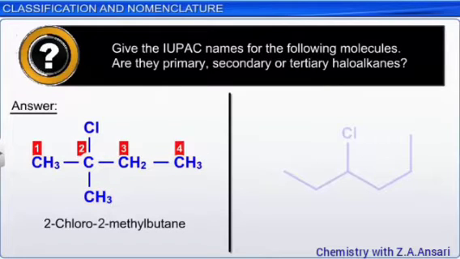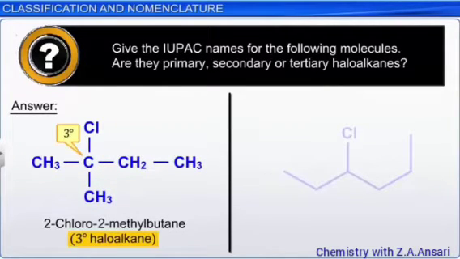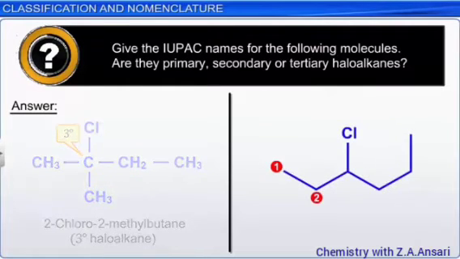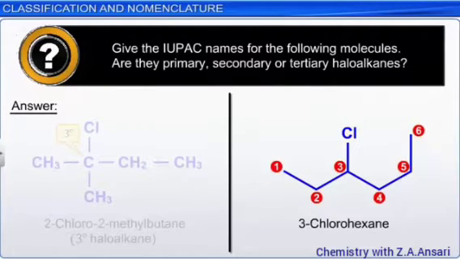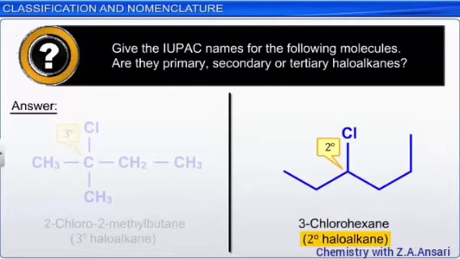It is a tertiary haloalkane as the chlorine is bonded to a carbon linked to 3 other carbon atoms. The IUPAC name for the molecule on the right is 3-chlorohexane. It is a secondary haloalkane. Notice that the chlorine is bonded to a carbon linked to 2 other carbon atoms.